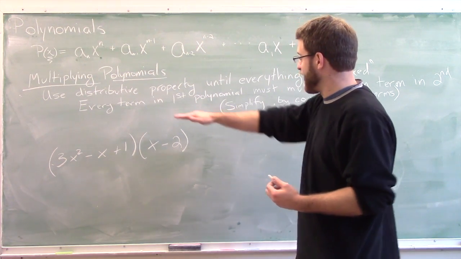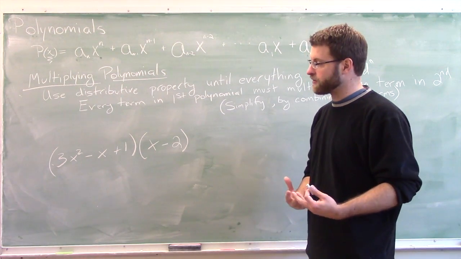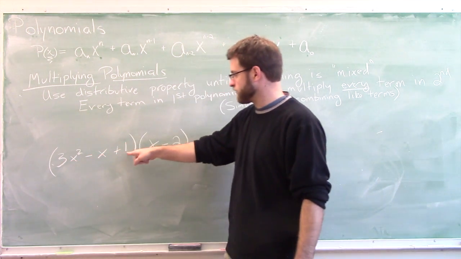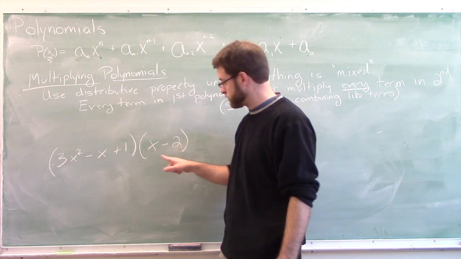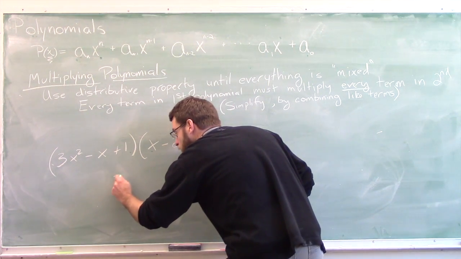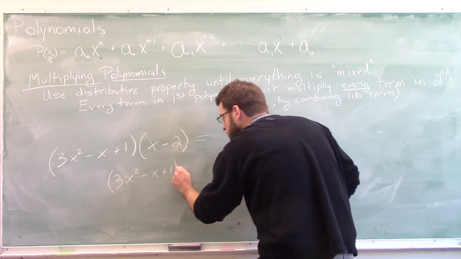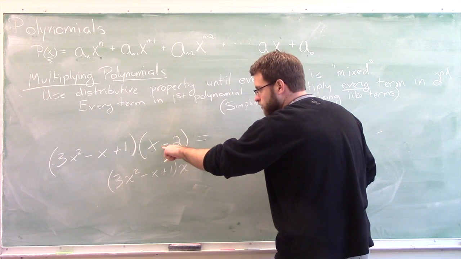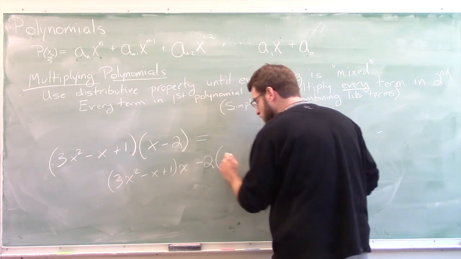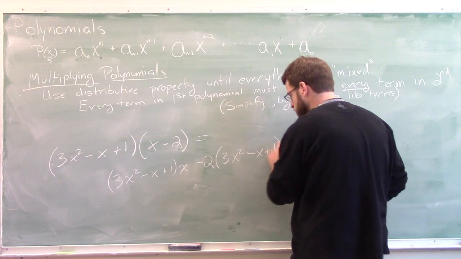So we need to multiply every term in the first polynomial by every term in the second polynomial. A way to keep track of that would be to use the distributive property to split the multiplication of the first polynomial into each of the 2 terms in the second polynomial. So we take the first polynomial, 3x squared minus x plus 1, and we're going to multiply that by x, and then we're going to multiply it by negative 2. So I'm thinking about negative 2 times that whole first polynomial, 3x squared minus x plus 1.